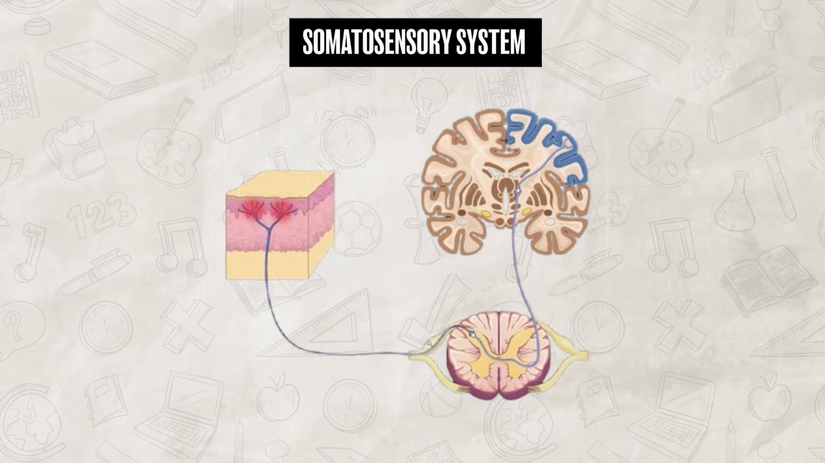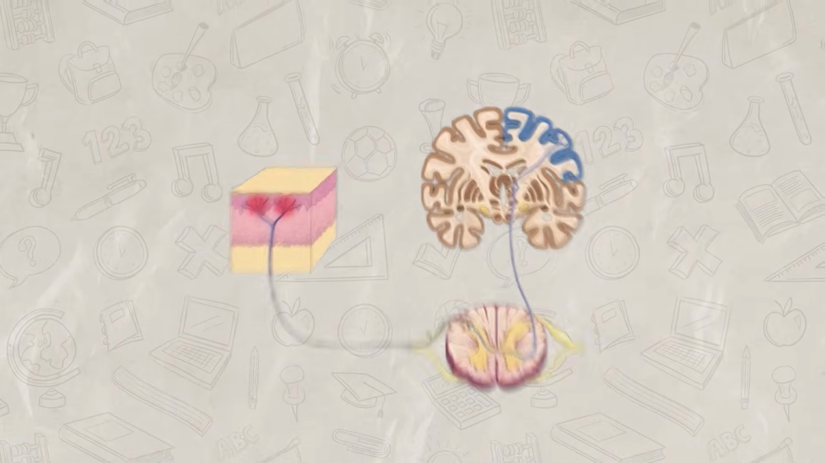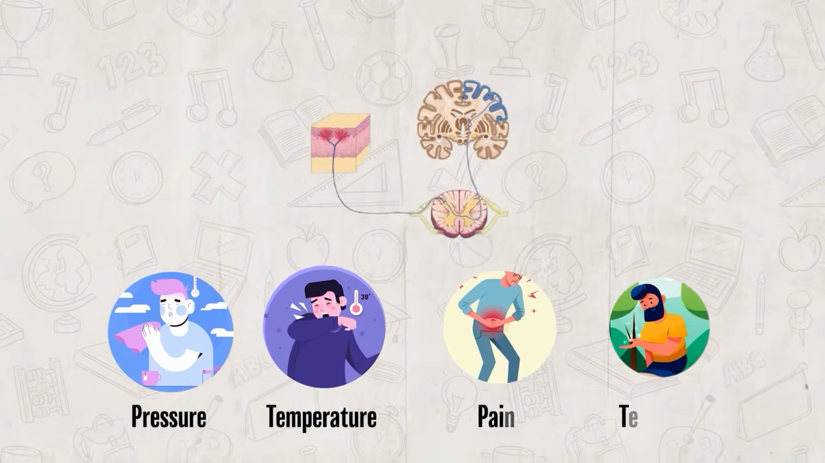All right, up next we have our touch sensory system. Remember, our sense of touch is part of the somatosensory system. This is what allows us to detect things such as pressure, temperature, pain, and texture.